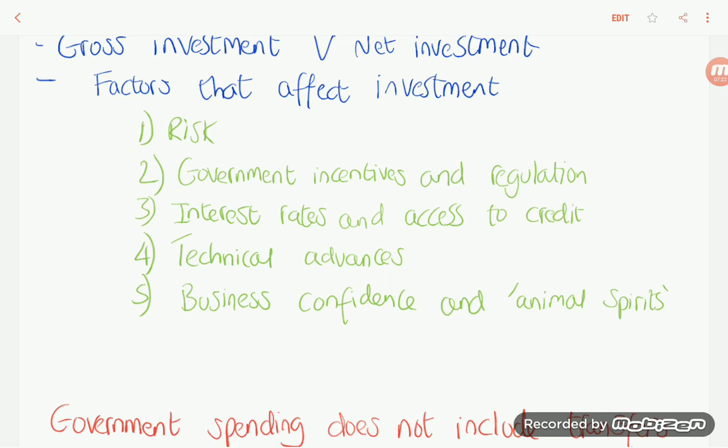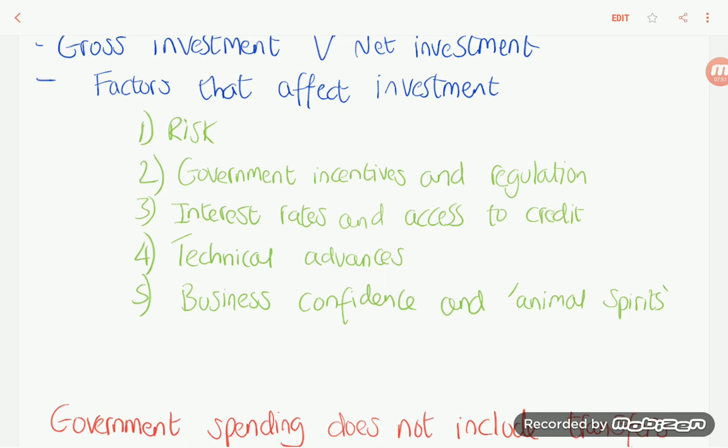Second determinant, government incentives and regulation. A government incentive such as subsidies or reductions in tax can affect the level of investment. For example, a reduction in corporation tax might encourage firms to invest because they'll have more funds available to do so. A relaxing of government regulations might reduce a firm's costs and make it more likely to invest.